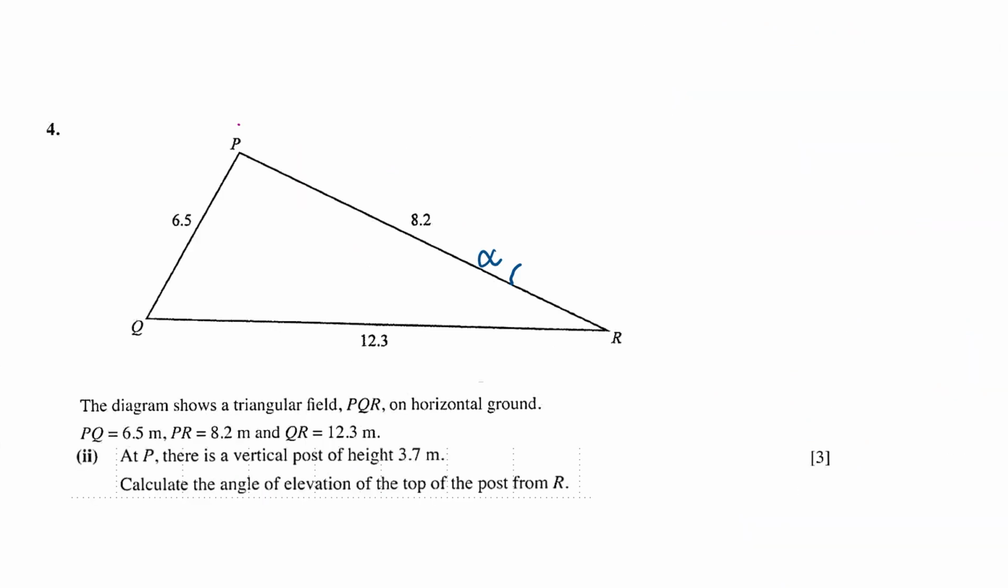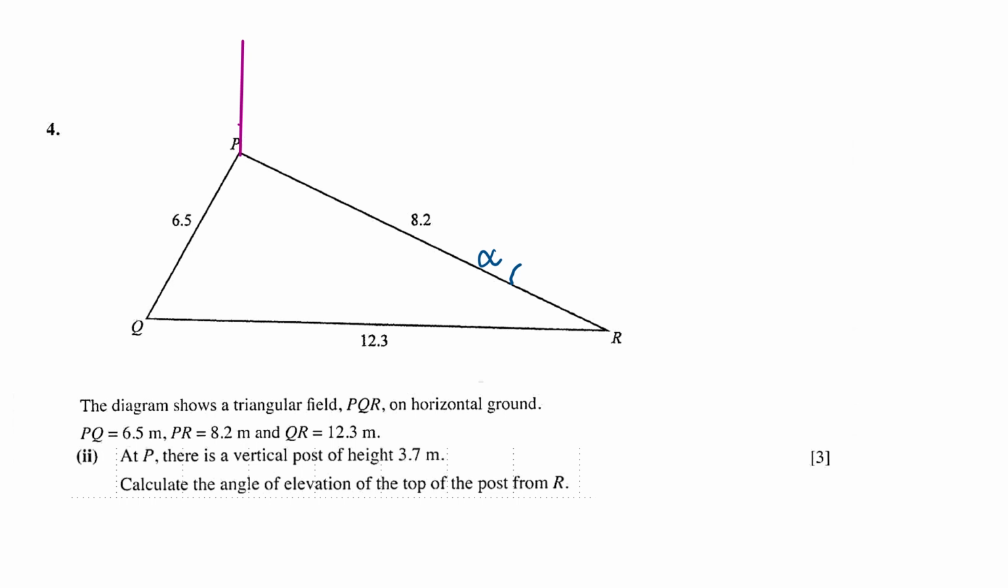Right, so in part 2 of the question, you are told that point P is on the level ground, and there's a vertical post, something that sticks out from the ground, and it's 3.7 meters. You're standing at point R, you look up at the vertical post, and you're asked to find the angle of elevation of the top of the post. So this is how it looks.